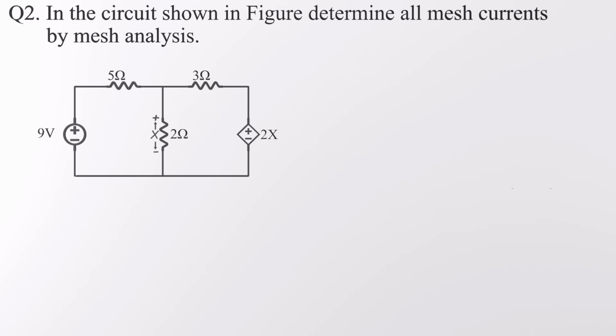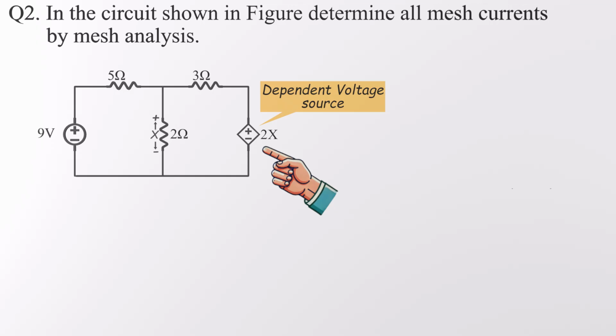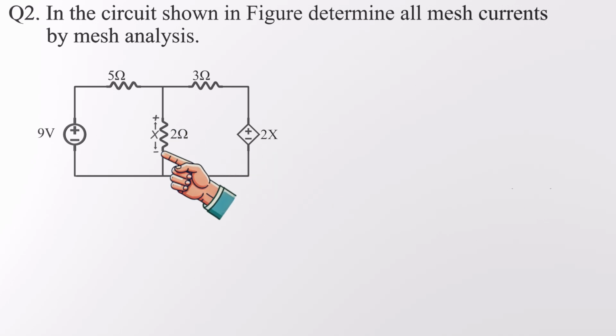Our goal is to determine all branch currents using mesh analysis. Just like before, we'll break it down step by step, following the same strategy. This circuit features two voltage sources, one independent, just like we saw earlier, and the other a dependent voltage source, which adds an interesting twist. Unlike an independent voltage source with a fixed voltage, a dependent source varies based on another quantity in the circuit. In this case, its voltage is 2x, meaning it's exactly twice the voltage across this resistor.